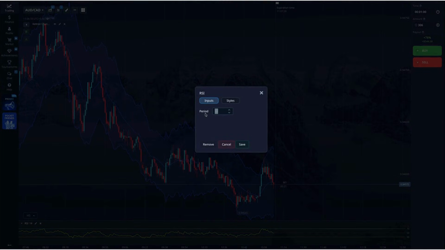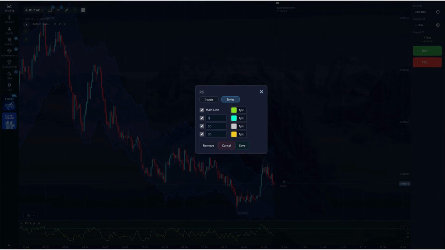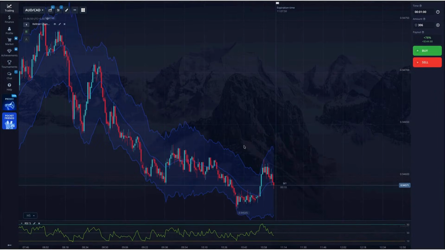Next, add the RSI. Change the period to 5. We want it super sensitive. Set overbought to 90. Set oversold to 10. We only care about the extremes. Here's exactly how we trade it.